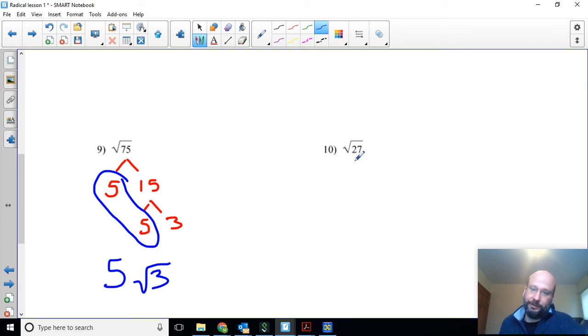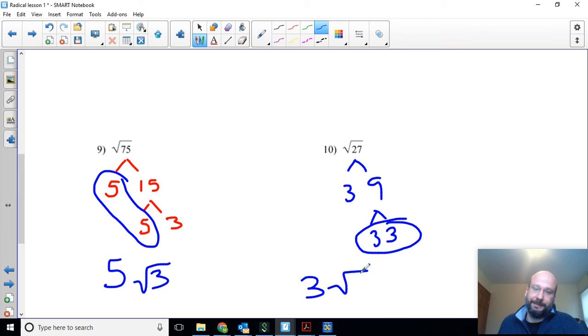27. 27 is harder if you don't know your multiplication tables. But it's 3 and 9. And then 9 is 3 and 3. So I have a pair of 3s, so that means one goes on the outside and this one stays on the inside.